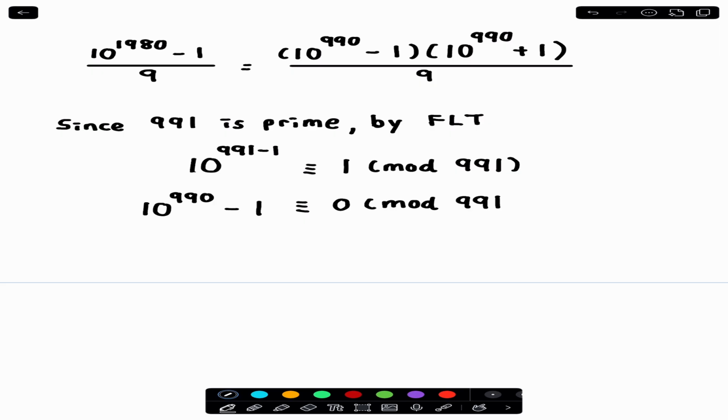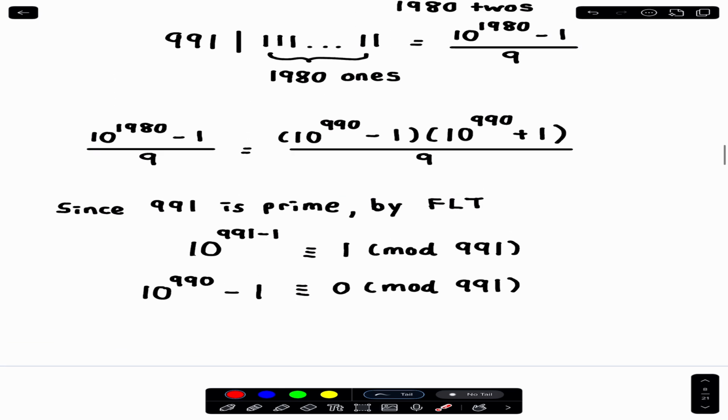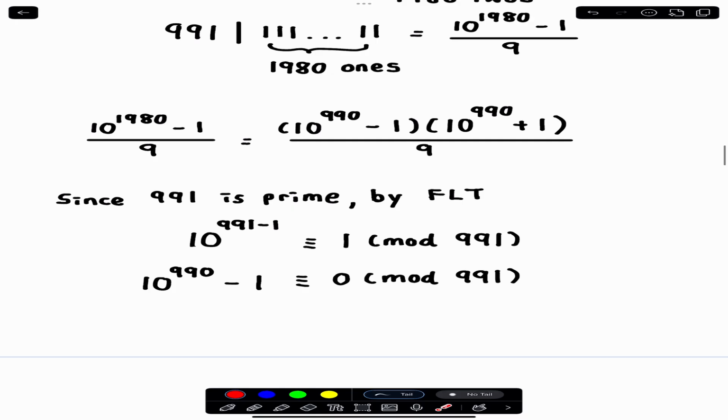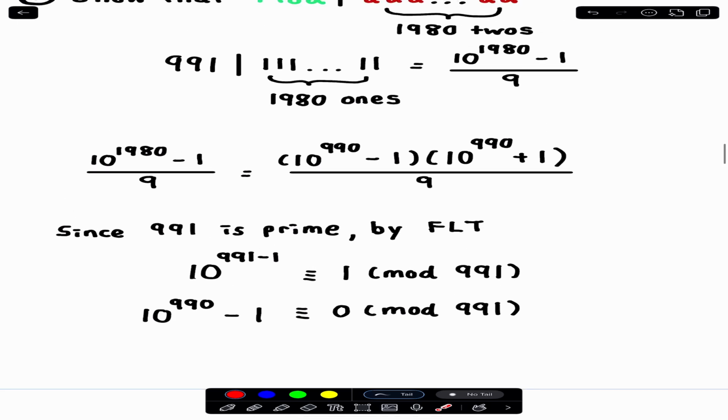So we know that this is congruent to 0 mod 991, and I think it's more helpful to view it in this form because that's exactly where we see it. But that's exactly what we want to show. Because if this is congruent to 0 mod 991, that means this factor here is a multiple of 991. So of course, 991 will go into it.